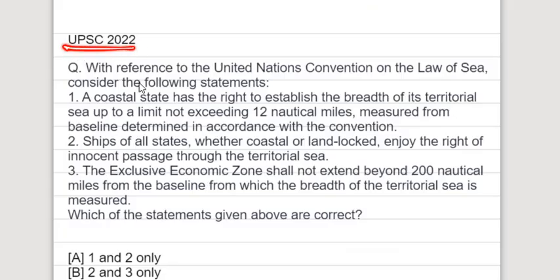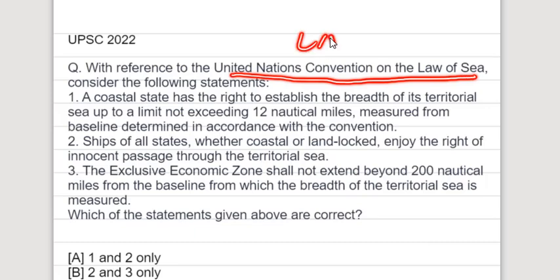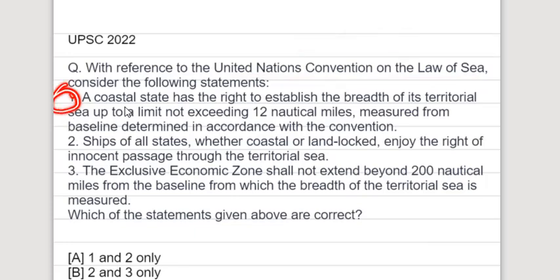Let's see the question already asked in UPSC 2022. The first question here is: with reference to the United Nations Convention on the Law of the Sea, that is UNCLOS, consider the following statements. The first statement given here is: a coastal state has the right to establish the breadth of its territorial sea up to a limit not extending 12 nautical miles, measured from the baseline determined in accordance with the convention. The second point here is: ships of all states, whether coastal or landlocked, enjoy the right of innocent passage through the territorial sea.